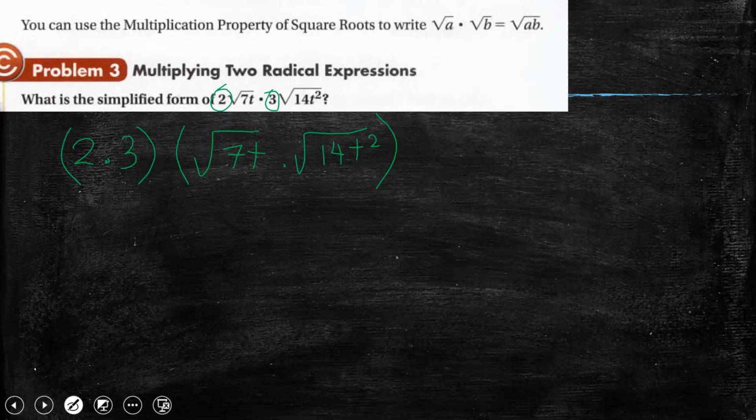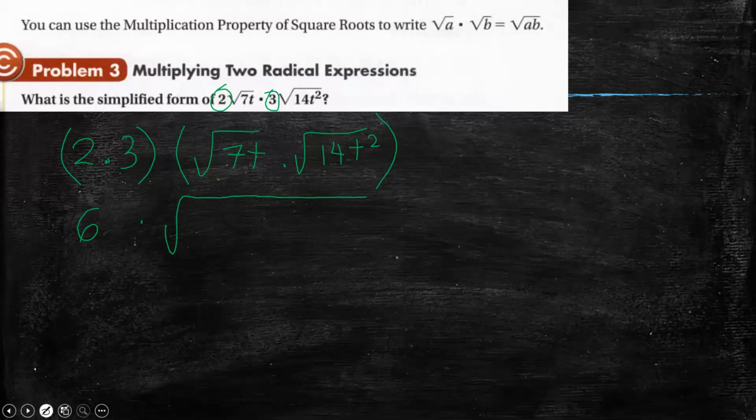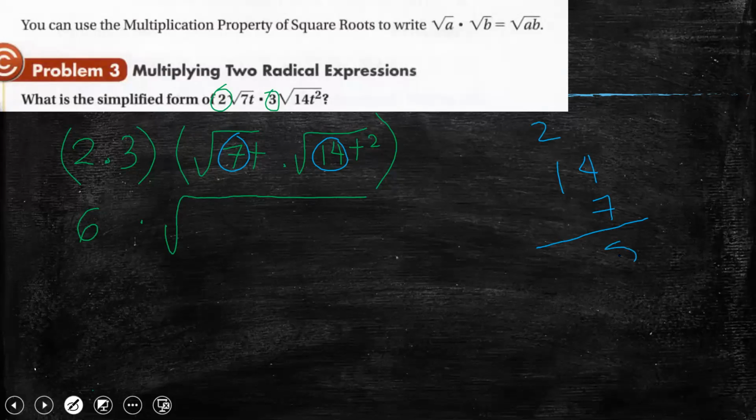Then, after that, let's multiply them. 2 times 3, 6. Then here I will combine them like this. I will write a big square root. Then I will multiply the numbers. Now, 7 times 14. 4 times 7, 28. 7 times 1, 7. Plus 2, so it is 98. Then t times t squared, what did we have? T cubic. Exactly.